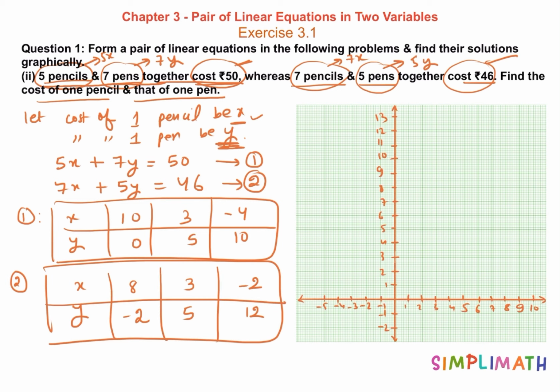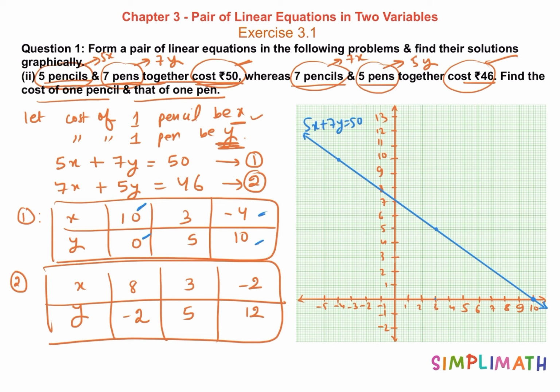For equation 1, when x equals 10, y equals 0, so it is 10 comma 0. When x equals 3, y equals 5. X is 3, y is 5, so it is going to be this point, right? When x equals minus 4, y equals 10, so it is going to be this point, right? Now let us connect all the 3 points. So this line is the graph of equation 1, 5x plus 7y equals 50.